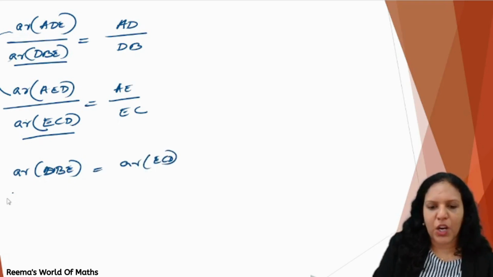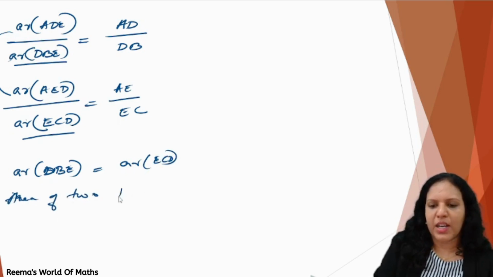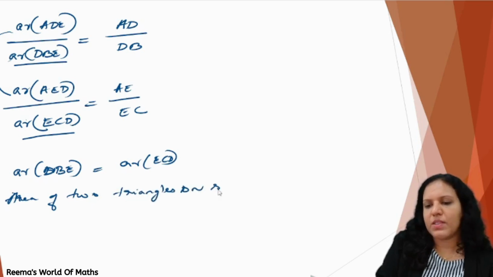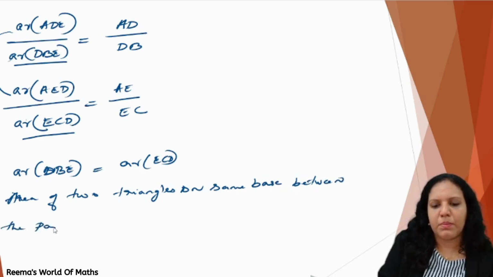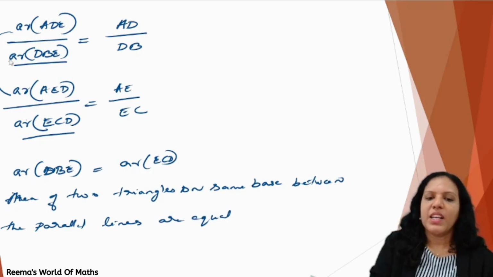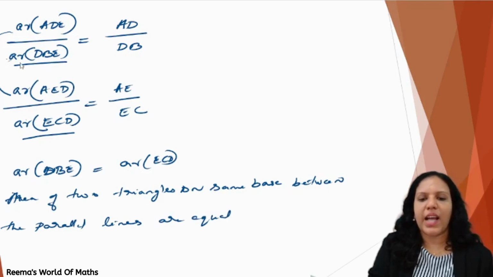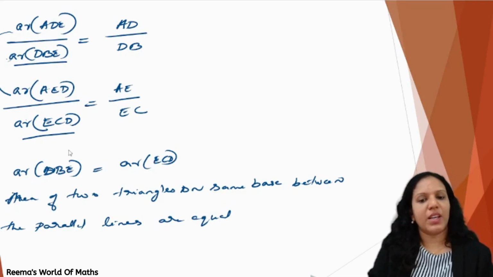How? This is proved by the theorem that the areas of two triangles on the same base between the parallel lines are equal. So we have proved that the denominators are also equal: area of triangle DBE is equal to area of triangle ECD.